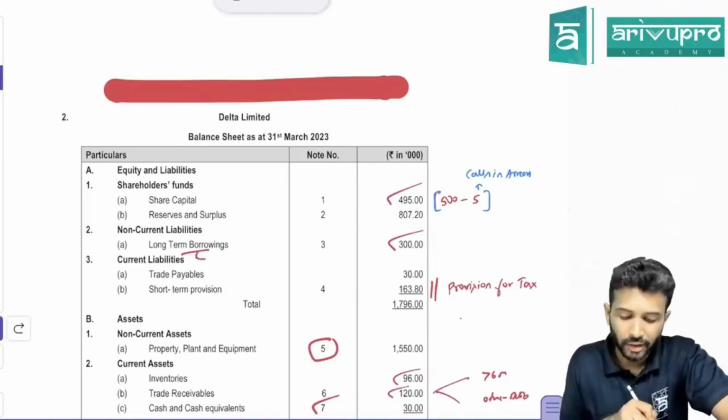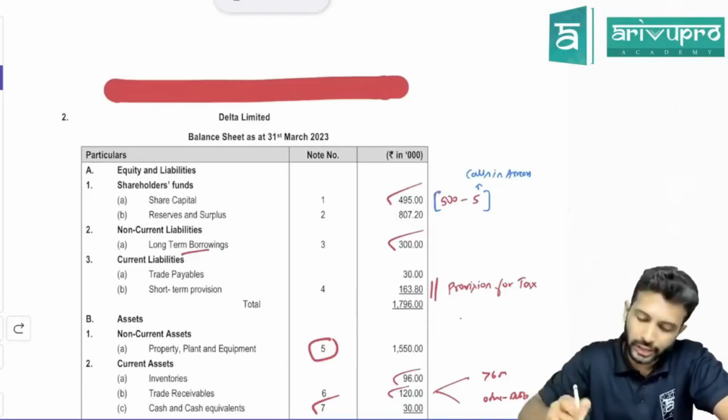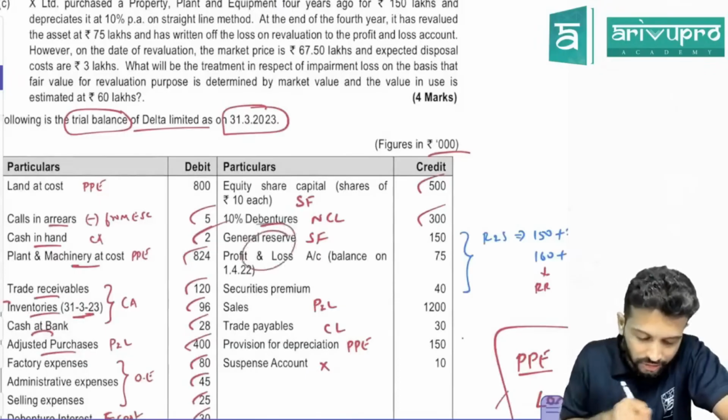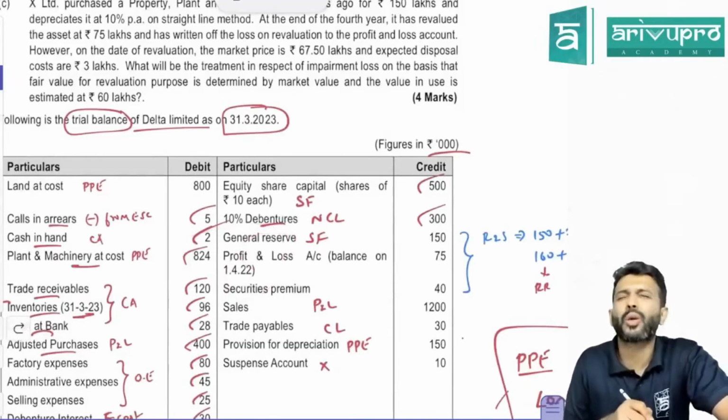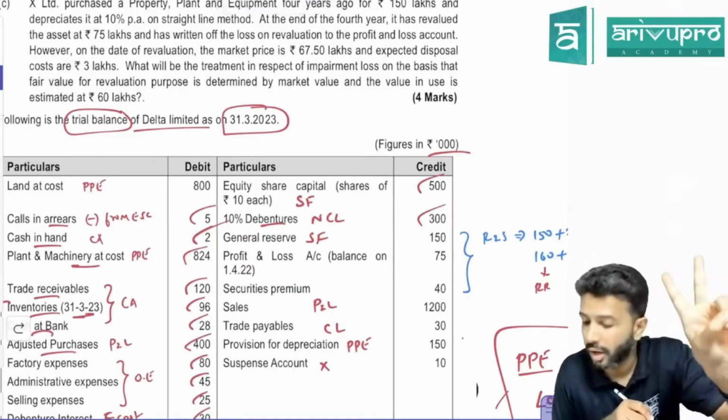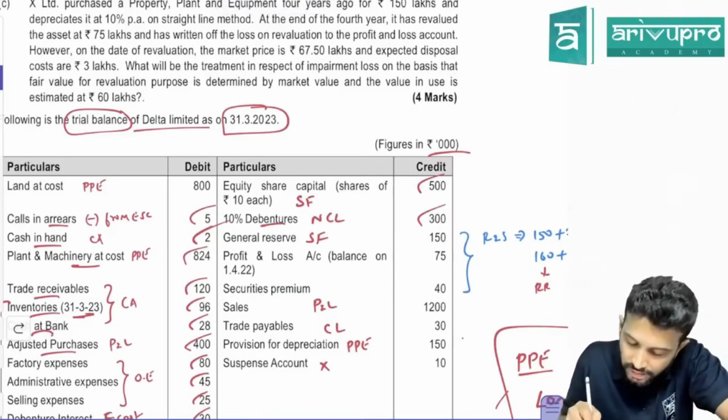If you don't have time. Otherwise, prepare a note, take a call based on time in the examination. Next, what, sir? General reserve, P&L, securities premium. All these are what? Reserves and surplus. All reserves and surplus, we prepare note number 2. Come to note number 2.